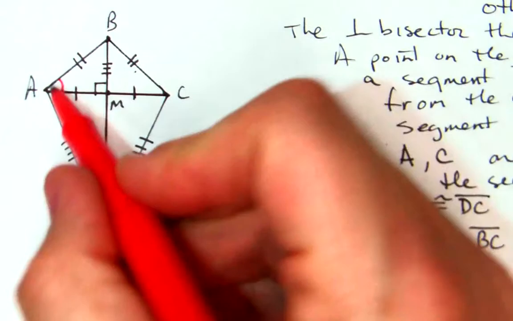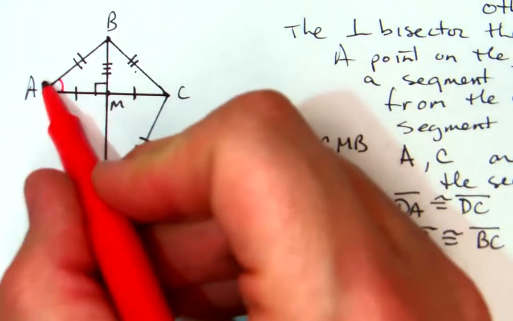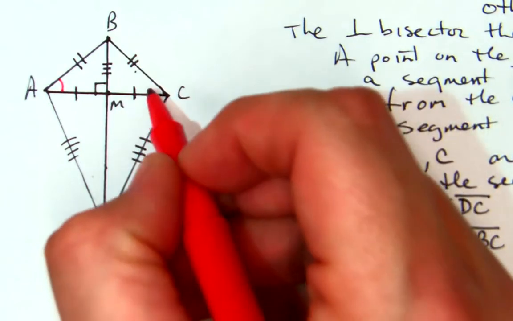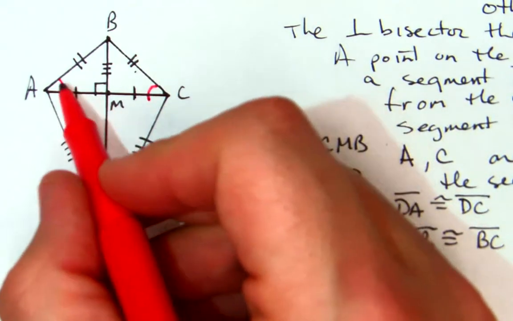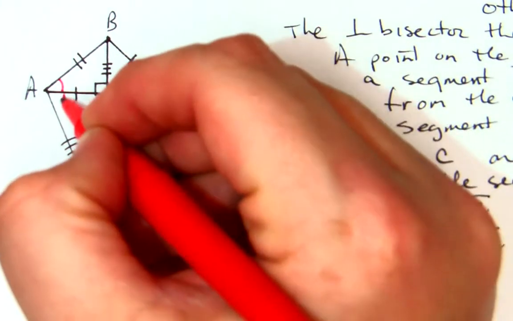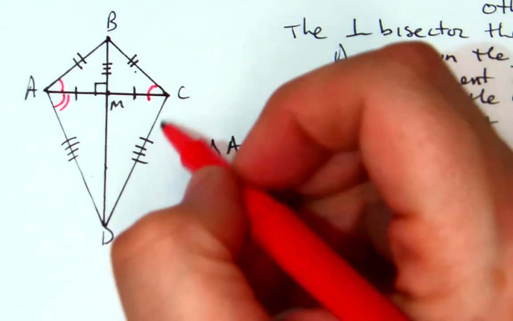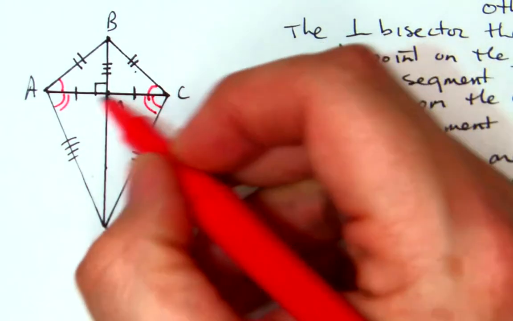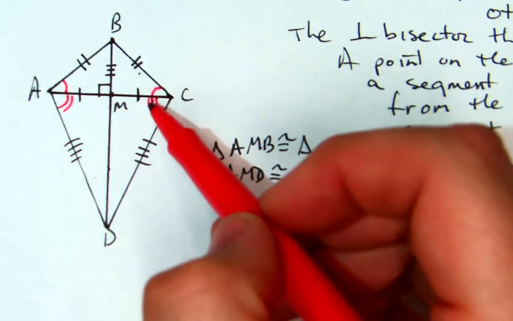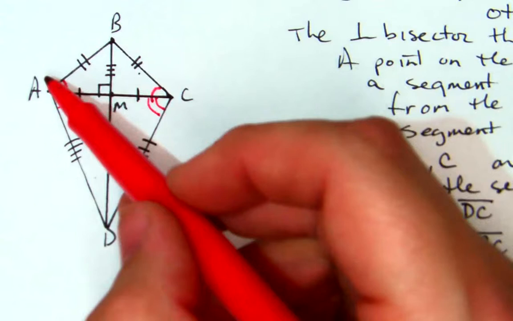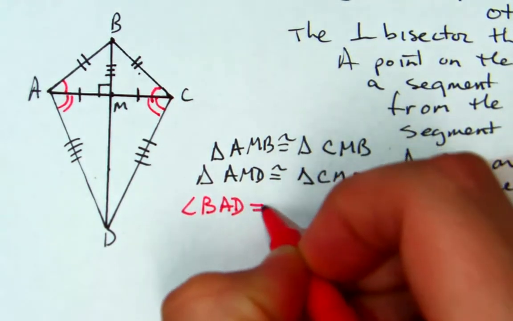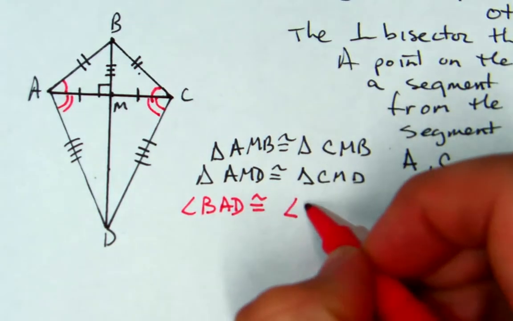Angle BAC is congruent to which angle? BCA. What about angle CAD? Which one's congruent to that? This one right over here, ACD. Now, I have a 1 mark and a 2 mark plus a 1 mark and a 2 mark. What can I say about angle BAD? Angle BAD is congruent to which angle? BCD.